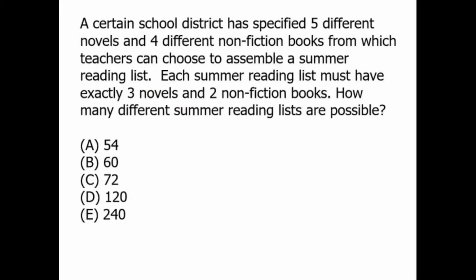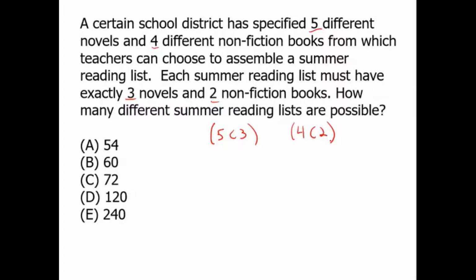A certain school district has specified 5 different novels and 4 different nonfiction books from which teachers can choose to assemble a summer reading list. Each summer reading list must have exactly 3 novels and 2 nonfiction books. How many different reading lists are possible? Well, certainly the number of sets of 3 novels would be 5 choose 3. The number of possible nonfiction book sets would be 4 choose 2.